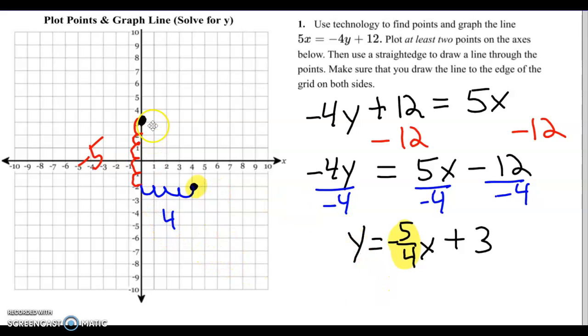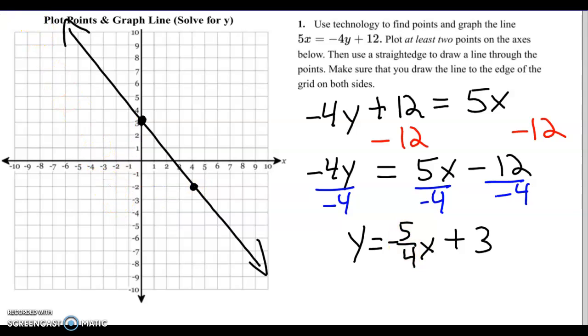If you went up 5 but then back 4, that would work as well. So that negative could be on either the numerator or the denominator. Alright, now that I have that, all I gotta do is just draw my line, and that's it. So it's really similar to the slope-intercept ones, except you have to put it in slope-intercept form first.